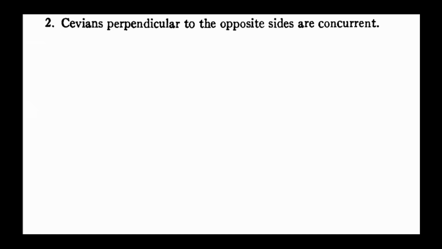This is problem number 2 from the Geometry Revisited book, section 1.2. The problem states we have to prove that Cevians perpendicular to the opposite side are concurrent. So firstly, we will draw the triangle with visual notation, that is ABC. Let us say this triangle ABC.